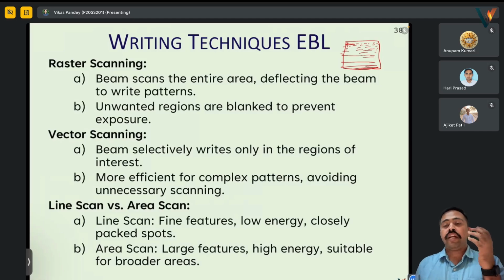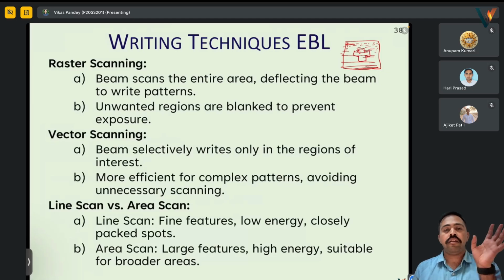The electron beam is moved. It is just that using some optics, we are blanking the area where we want the pattern to be. The beam is coming continuously in a rastering fashion, it is just that it is being blanked using some optics.